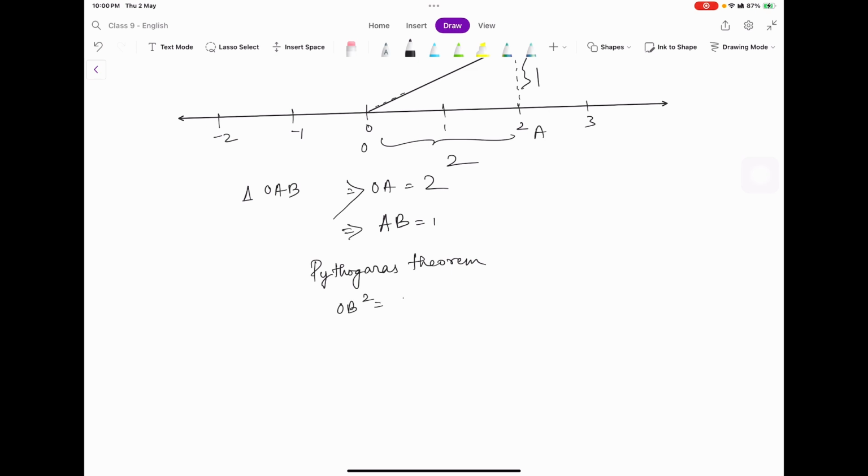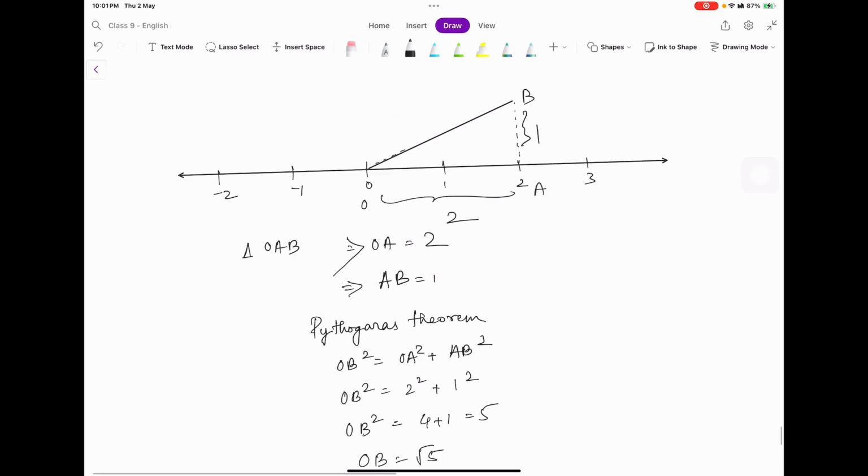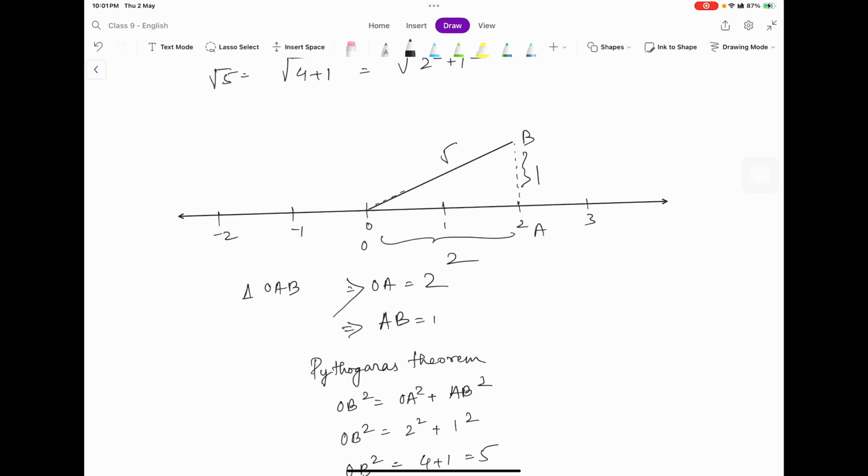OB square equals OA square plus AB square. OB square, what are we having? 2 square plus 1 square. OB square equals 4 plus 1 equals 5. So OB is root 5. So this is root 5.